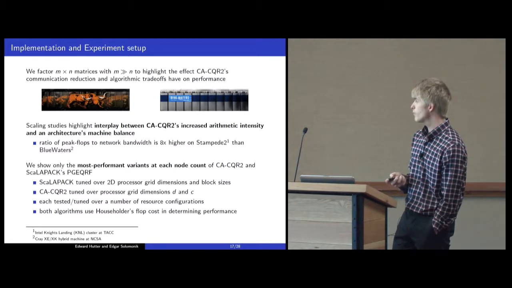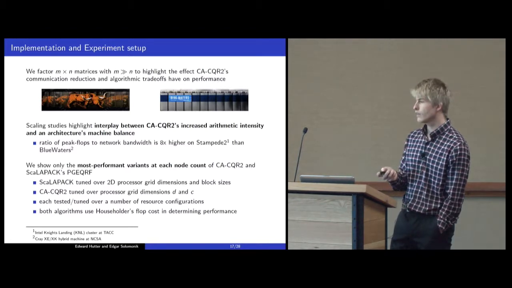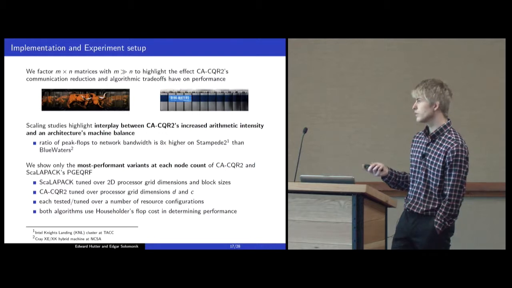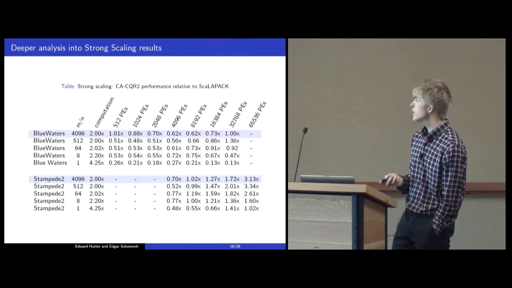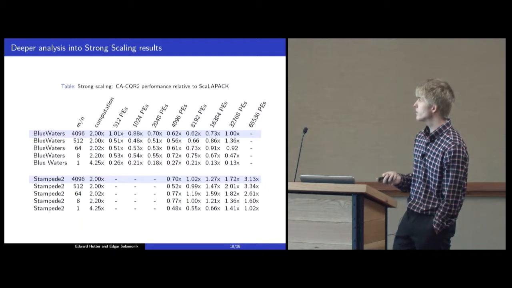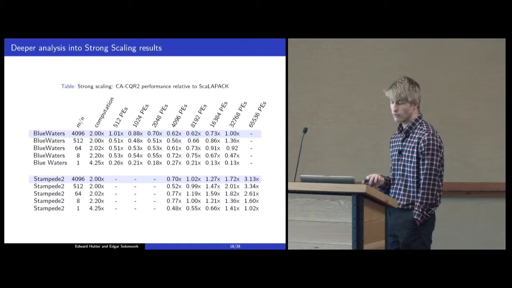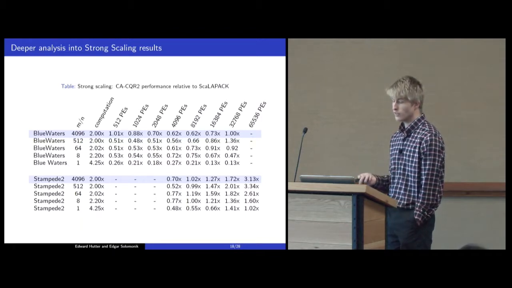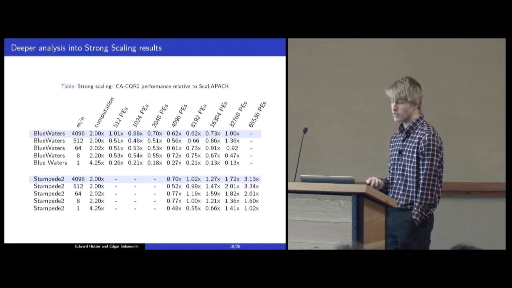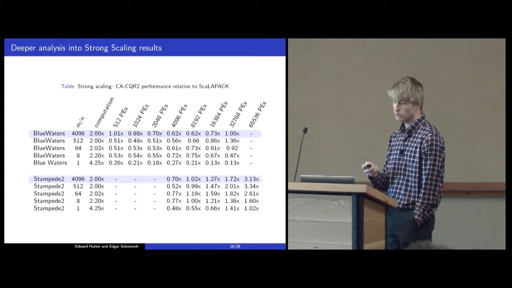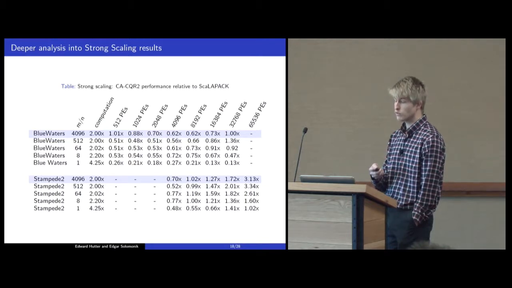And in these performance numbers, we do match the computation cost of Householder to obtain the performance numbers. And so these are the same results I showed, but it's a deeper analysis. If you look at the m/n ratio of 4,096, we see that there's a computation overhead of about 2 times. And on Blue Waters, we start to decrease in performance, and we do increase in performance relative to ScaLAPACK as the number of processes increases.